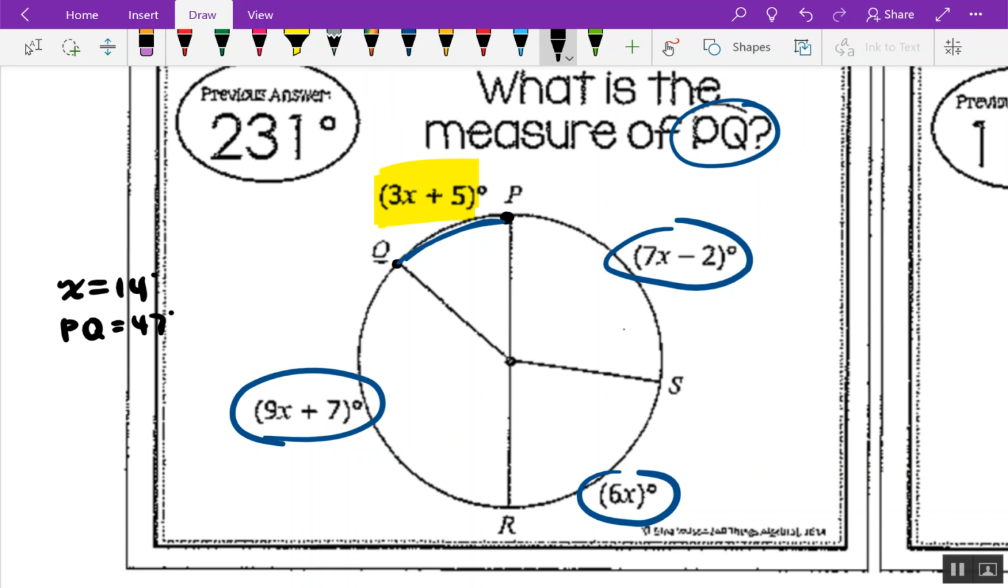Need some guidance with this one? Inscribed angle. Look it up. Look in the theorems for inscribed angle. Okay. All right, did anybody not get the 14 and the 47? Move on to the next problem.